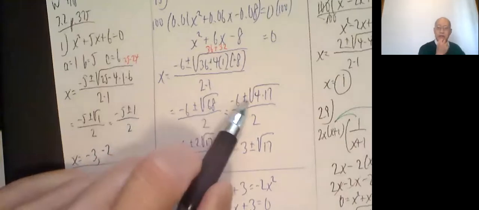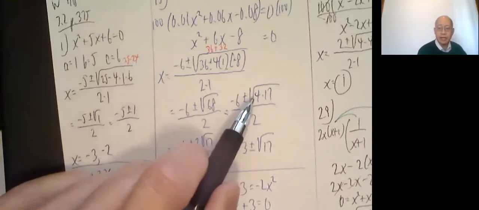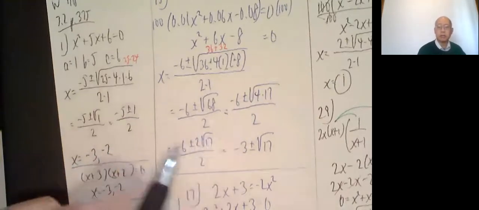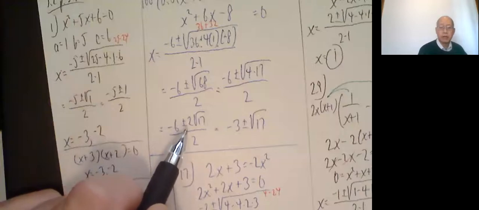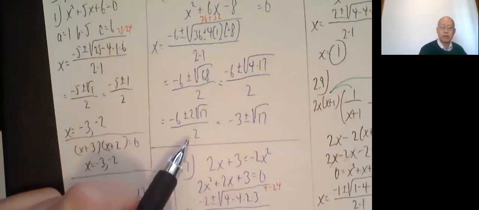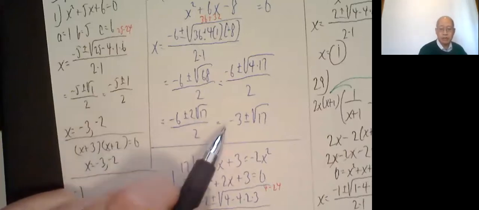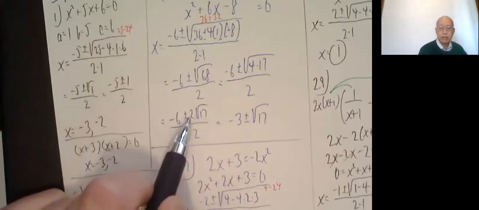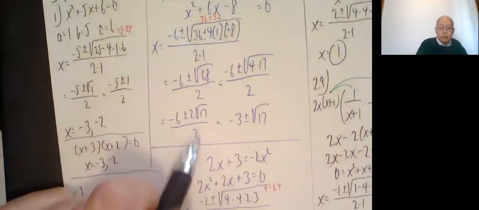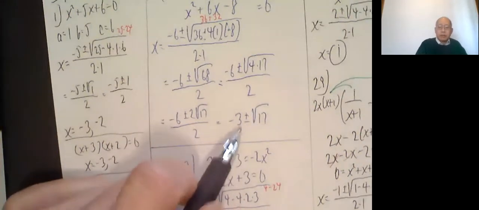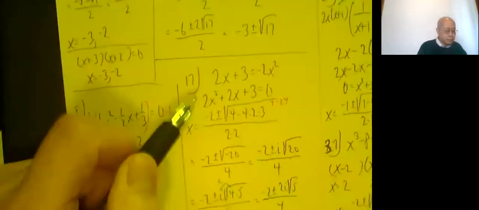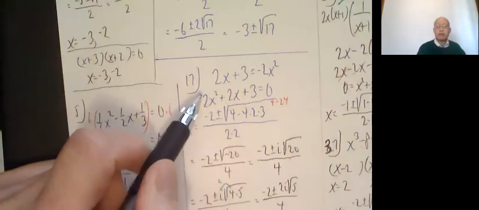68 is 4 times 17. So I write it like this, and then the square root of 4 will come outside and become a 2. So -6 plus or minus 2 radical 17 divided by 2. Okay, and you can divide 2 into each of these. That's allowed. So -6 divided by 2 is -3, plus or minus 2 radical 17 divided by 2. 2's cancel out. So -3 plus or minus radical 17.